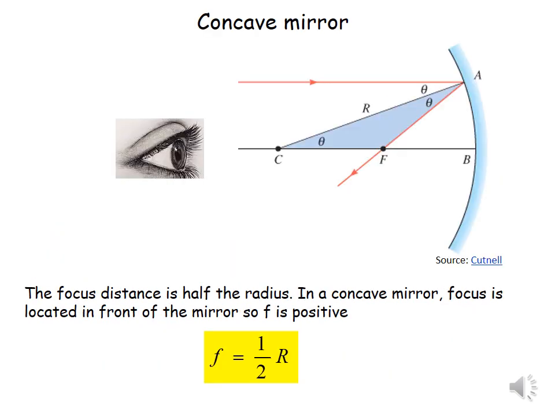For a concave mirror, the focal length is half of the spherical radius, and the focal point is located in front of the mirror. So for a concave mirror, the value of the focal length is positive, half times r.